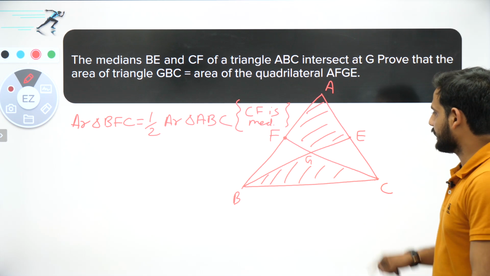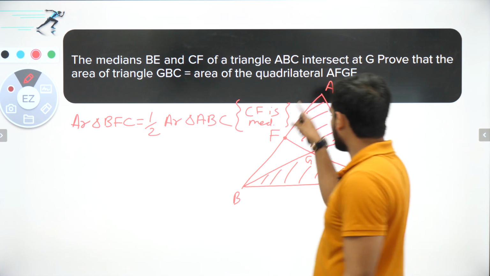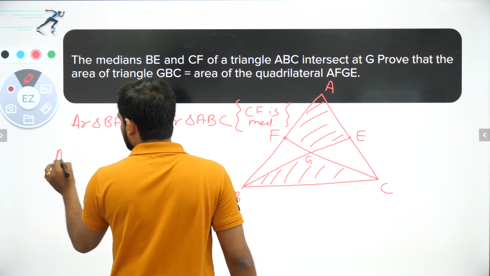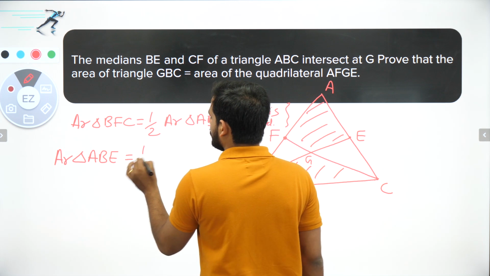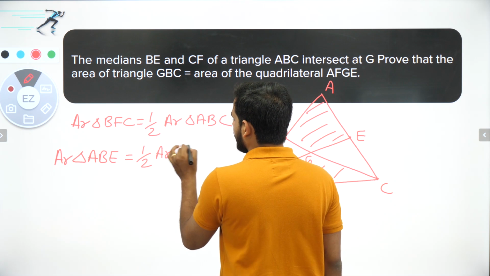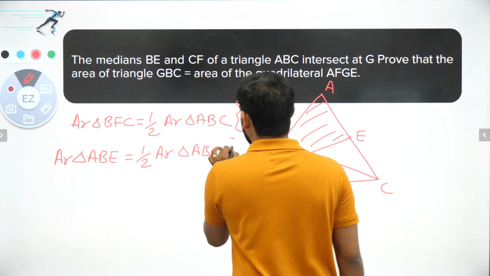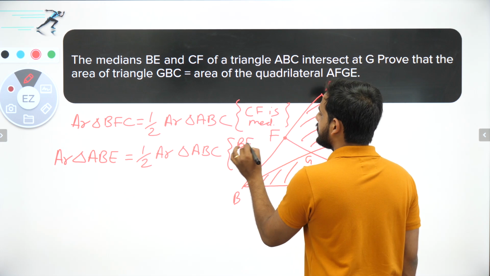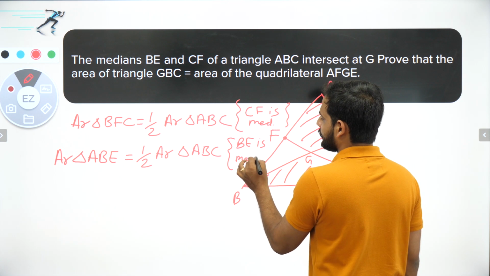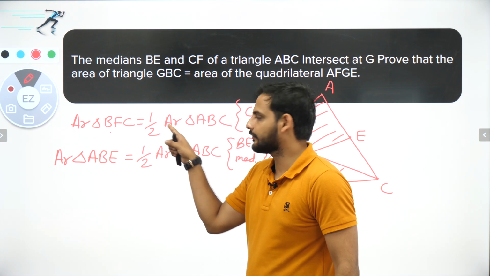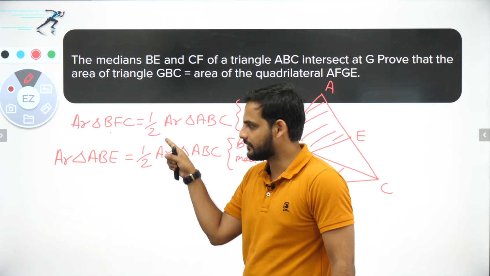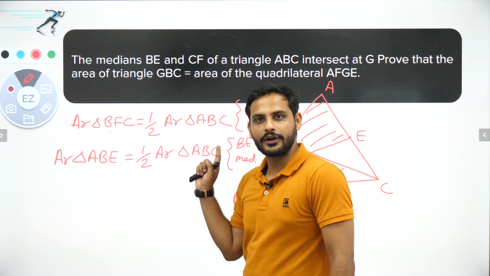Correct? Similarly, if BE is a median, I can say the area of triangle ABE is equal to half of the area of triangle ABC. Why? Because BE is a median. So from here you get to know one thing: this is also equal to half of the area of triangle ABC.